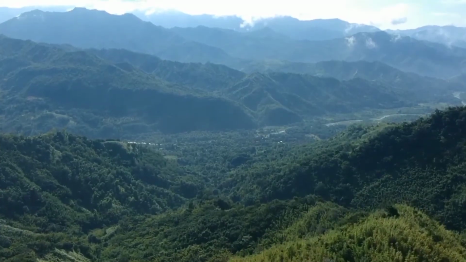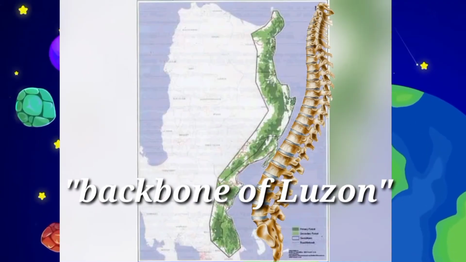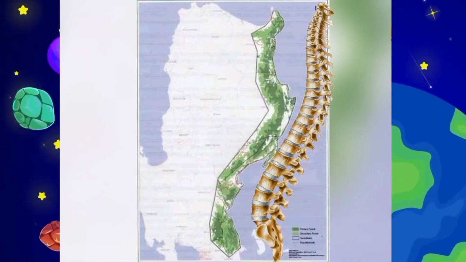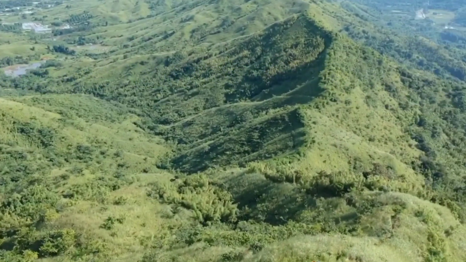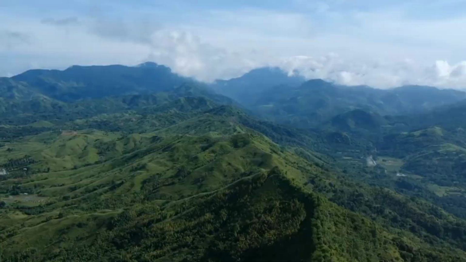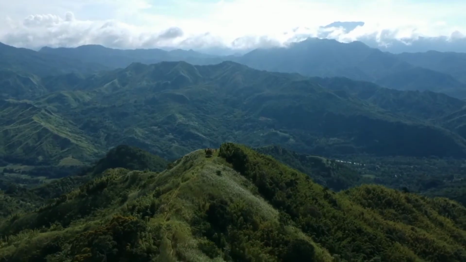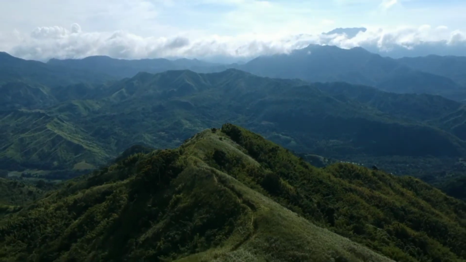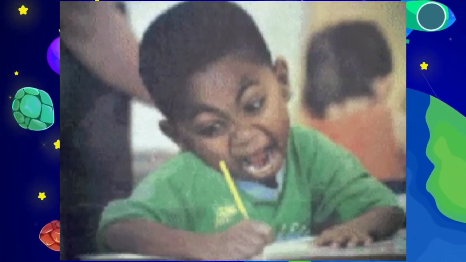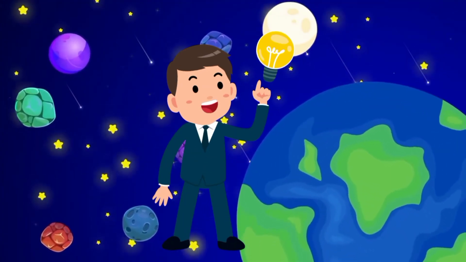Another notable mountain range is the Sierra Madre, also known as the backbone of Luzon. Did you know that Sierra Madre is the longest mountain range in the Philippines? It covers the northeast coast of Luzon Island against typhoons coming from the Pacific Ocean. The range also forms numerous watersheds that serve the adjacent agricultural lands in Central Luzon and Cagayan Valley. Always remember to take note of the important details on a piece of paper. By taking notes, you can easily remember what you learned in this activity.